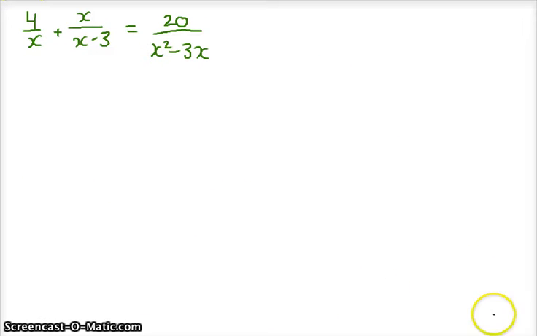So moving on to the next question. So I'm not going to do both methods for all the problems. I'm just going to choose one of the methods.